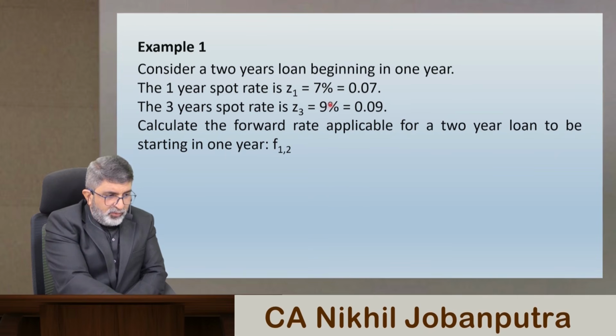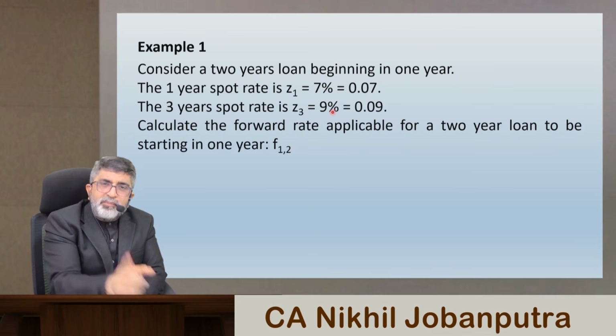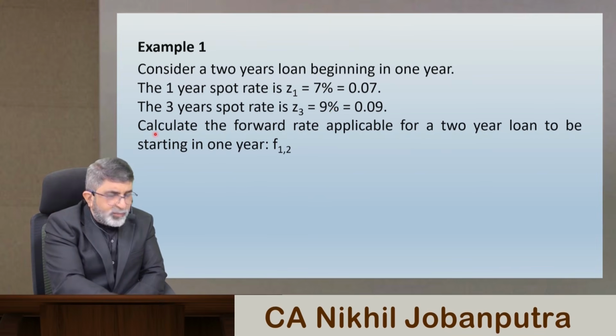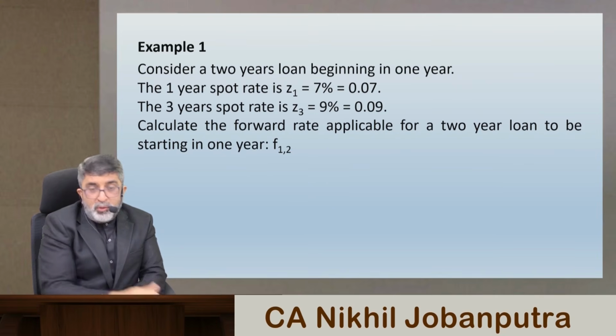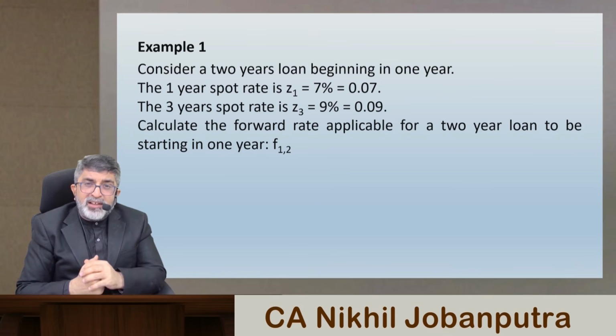Now with these two, obviously you are going to connect 1 and 3, means the loan will start after 1 year and the loan will terminate in 3 years. Means what you are going to find out is an implied forward rate, that is F1,2. That is what the question is precisely asking you. Calculate the forward rate applicable for a 2-year loan to be starting in 1 year, that is F1,2. Now this is what exactly we did in the earlier example.